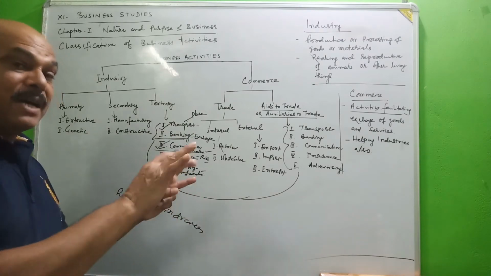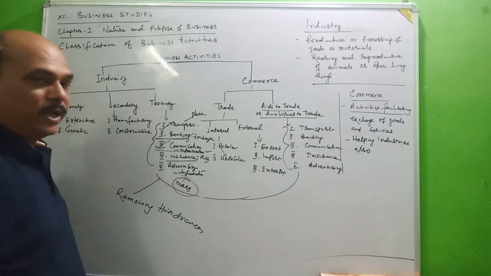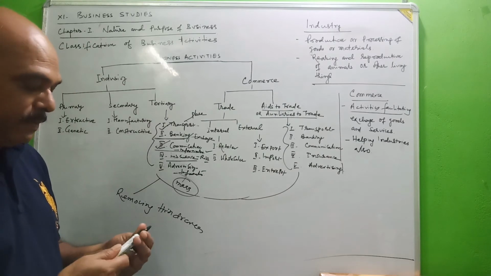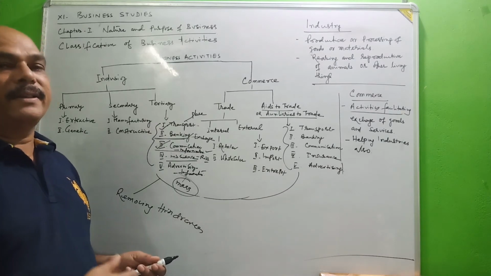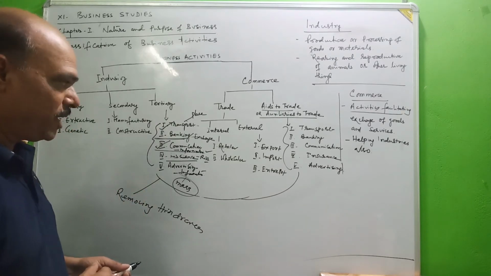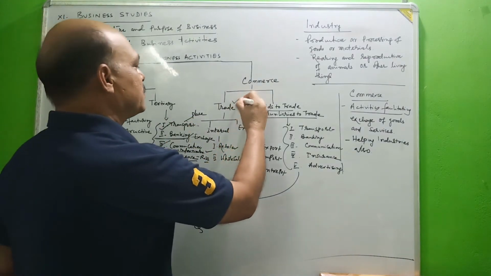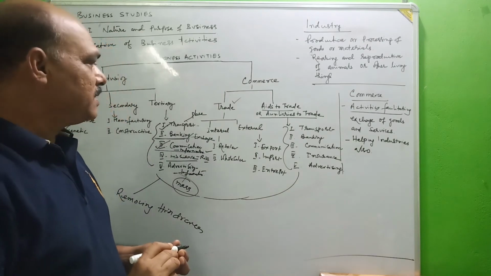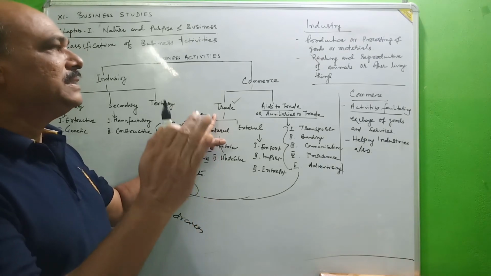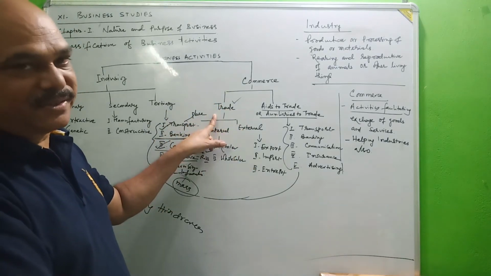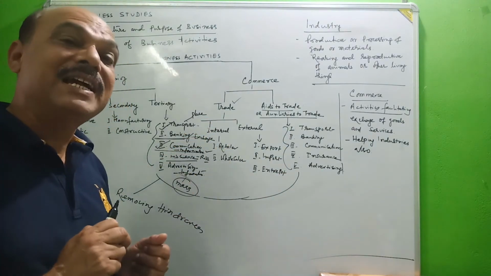But advertising is a mass information, you can say it is for the masses. That means when we do marketing, at that time we use this advertising. Then you come to the trade part, that means under commerce. Trade, what is trade? The exchange of goods and services is known as trade. That means when you purchase goods and sell goods, that is known as trade.